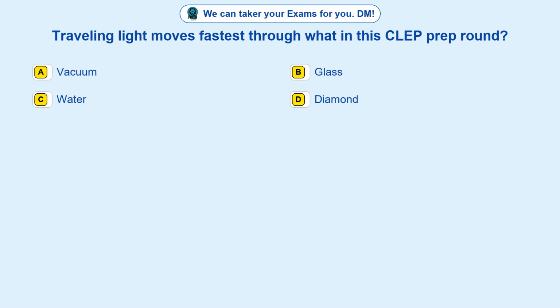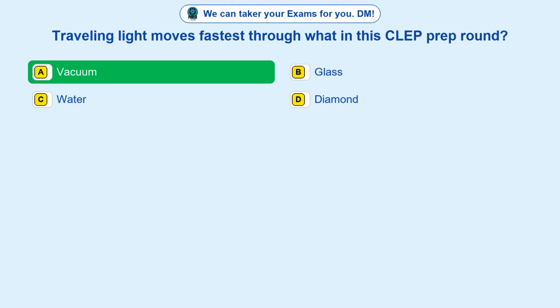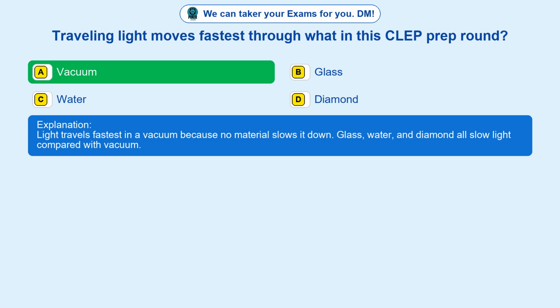Question 66. Traveling light moves fastest through what in the CLEP prep round? Option A, vacuum. Option B, glass. Option C, water. Option D, diamond. The correct answer is option A. Vacuum. Light travels fastest in a vacuum because no material slows it down. Glass, water, and diamond all slow light compared with vacuum.